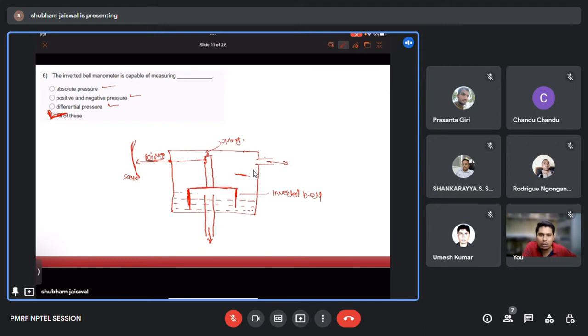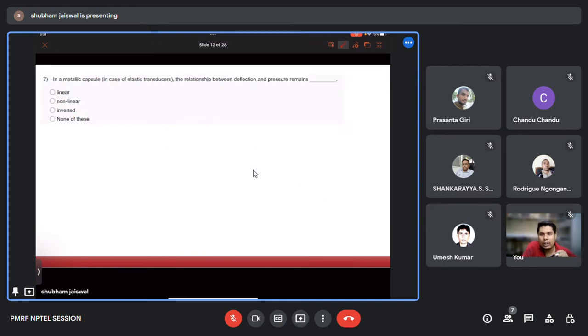Moving to our next question. In a metallic capsule, in case of an elastic transducer, the relation between the deflection and the pressure remains linear, non-linear, inverted, or none of these. It's very simple. Just by observing how the relation behaves, you can easily answer.